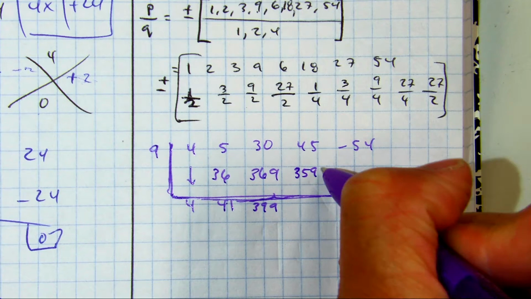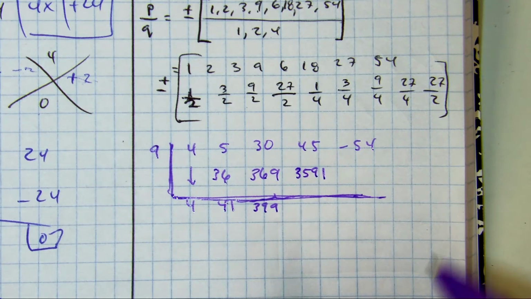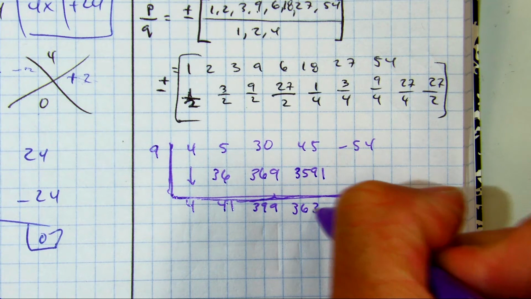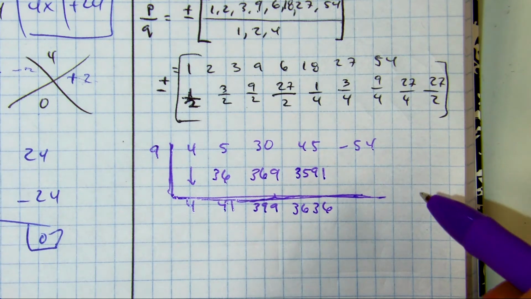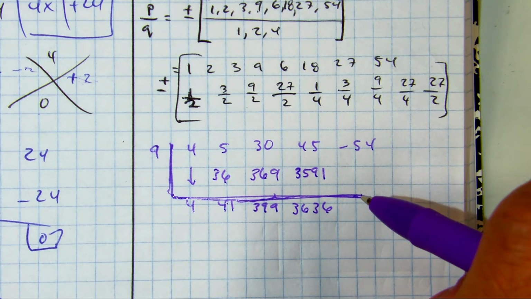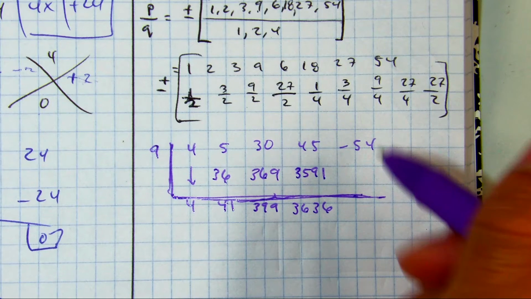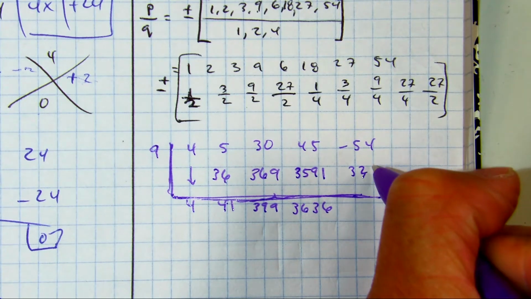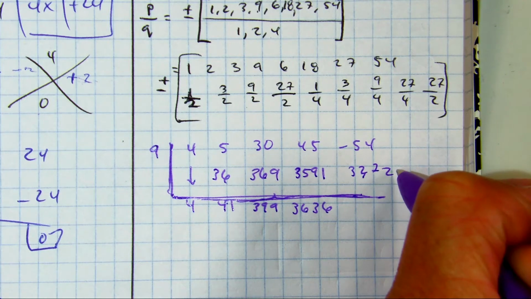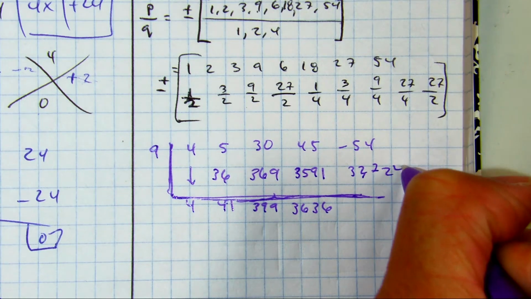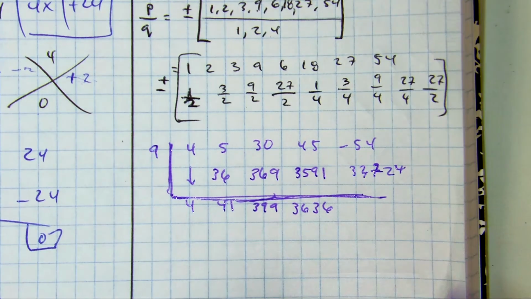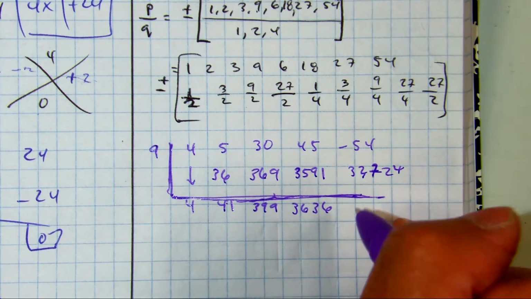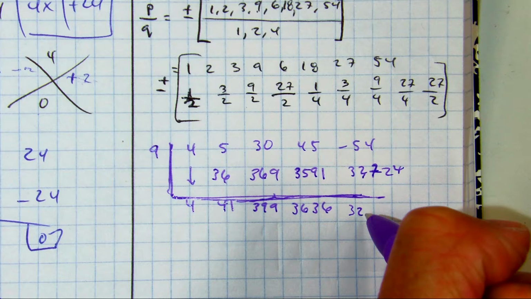35.91. 35.91. 36.36. 32. 72. 4. 32, 6. 7.